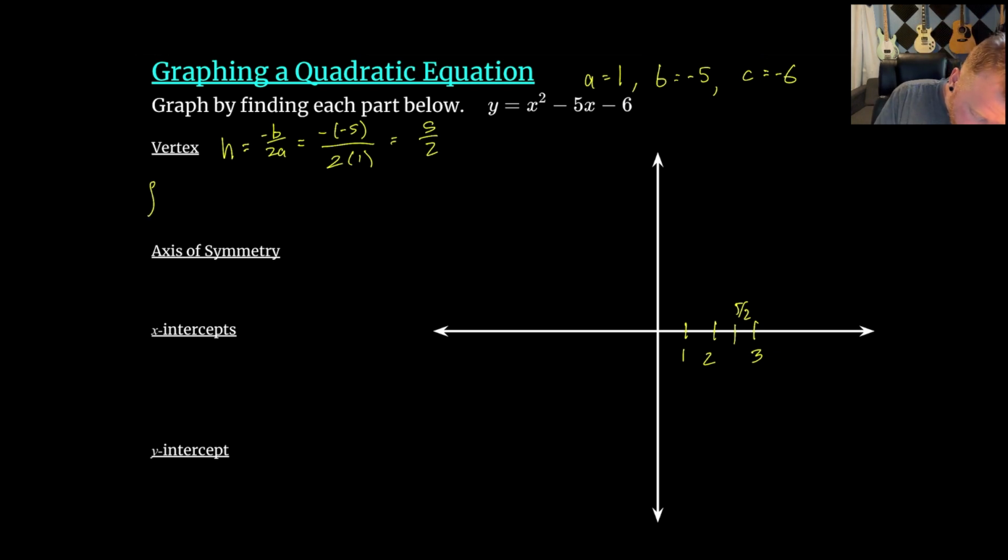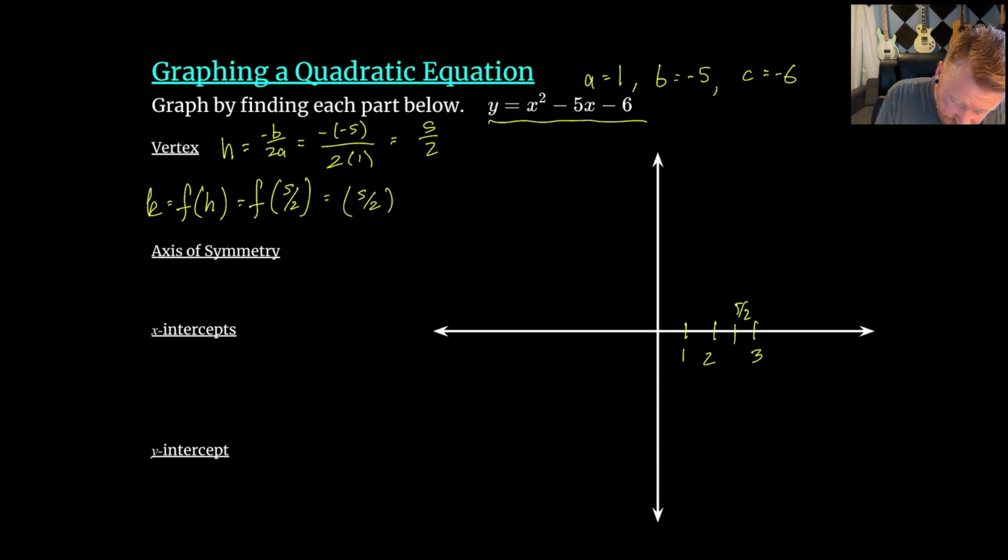So what I'm going to do is look at f of h. So this is finding k. Maybe I should start with that. To find the k value, this is f of h. So I'm going to look at f of 5/2. Plugging 5/2 into the original formula is going to give us 5/2 squared minus 5 times 5/2 minus 6. So this is going to give me 25/4 minus 25/2 minus 6.